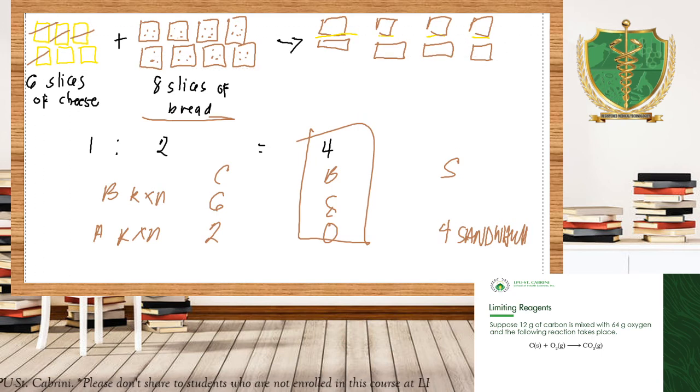Now, let's put it in this way. Suppose that 12 grams of carbon is mixed with 64 grams of oxygen and the following takes place. So, we have carbon plus oxygen to give us carbon dioxide.